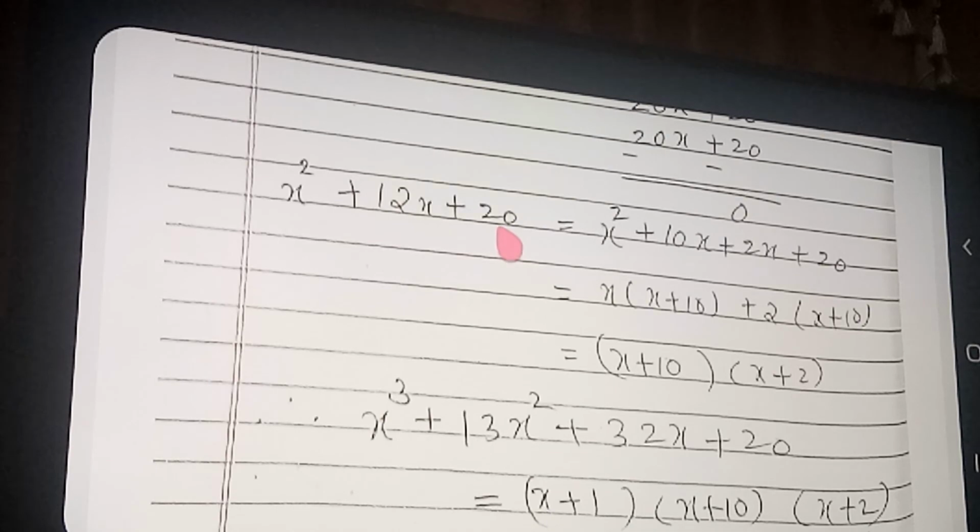Okay, so now we will find out the factors of this quotient polynomial, x square plus 12x plus 20. So find two numbers whose product is 20 and sum is 12. Which are they? 10 and 2. 10 plus 2, how much is it? 12. 10 into 2, how much is it? 20. Yes? So the middle term I split.